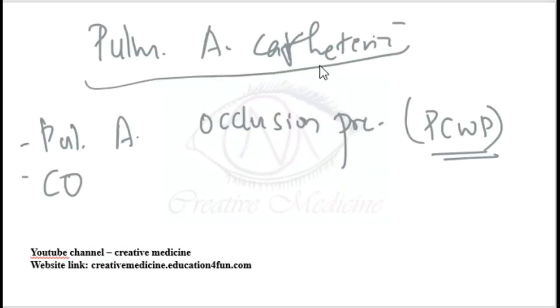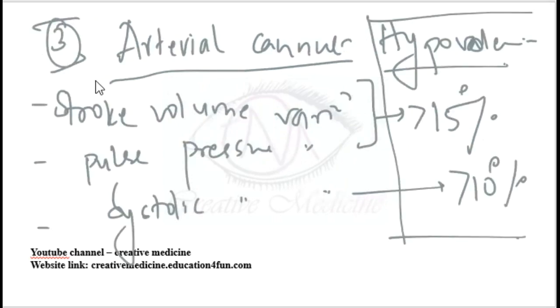Then pulmonary artery catheterization. In pulmonary artery catheterization, we will find out the pulmonary artery occlusion pressure and cardiac output. With the help of pulmonary artery occlusion pressure, pulmonary capillary wedge pressure can also be calculated. Then arterial cannulation. In the arterial cannulation, we have three parameters which we calculate. We calculate stroke volume variation, pulse pressure variation, and systolic pressure variation. Stroke volume variation and pulse pressure variation, if they are more than 15%, then it is hypovolemia. If systolic pressure variation is found to be more than 10%, then it is hypovolemia.